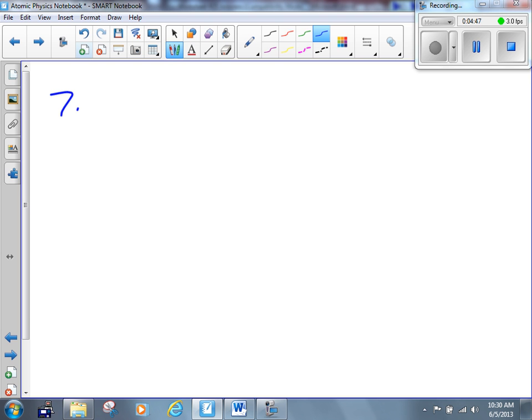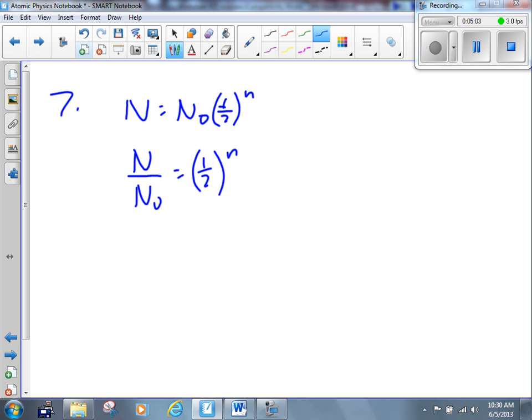Easy enough. Okay, here we want to find the ratio of the current activity to the original activity. So we're going to divide n by n sub 0. That's easy enough. If we know the value of n and n0, then let's just divide them. N over n0 is equal to whatever.